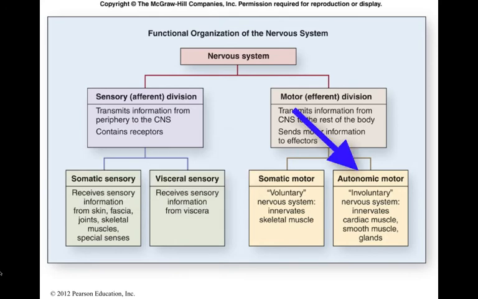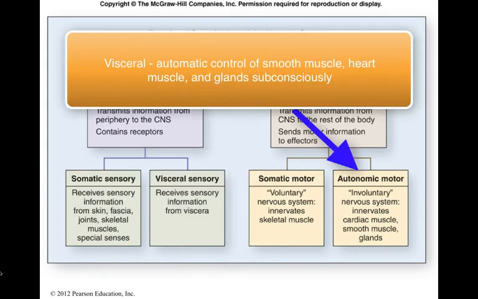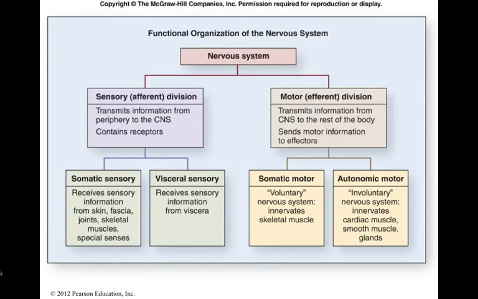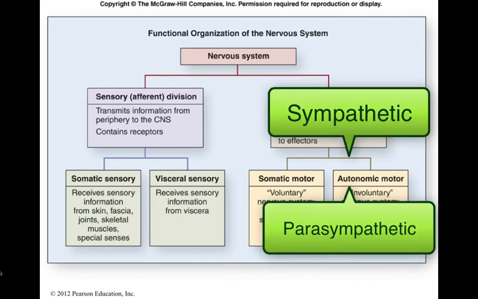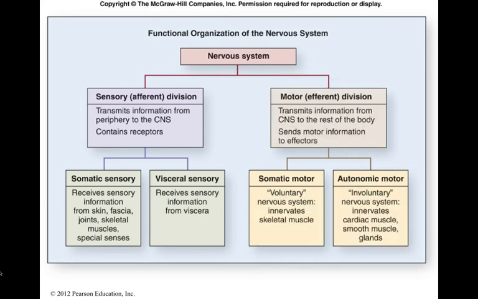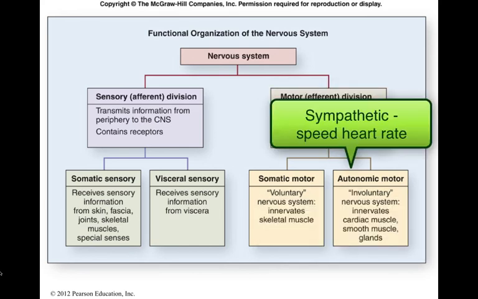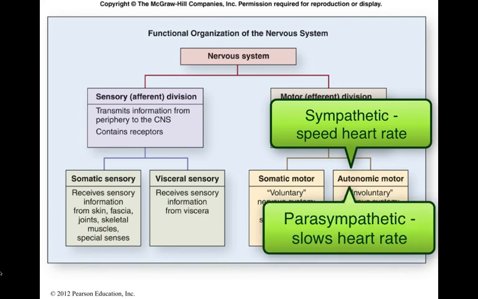The autonomic nervous system is the visceral motor system. It provides automatic regulation of smooth muscle, cardiac muscle, secretions from glands, and adipose tissue at a subconscious level. The autonomic nervous system has two divisions, which are the sympathetic division and the parasympathetic division. These two divisions often give opposite commands. For instance, the sympathetic division may accelerate the heart rate, while the parasympathetic division slows the heart rate.